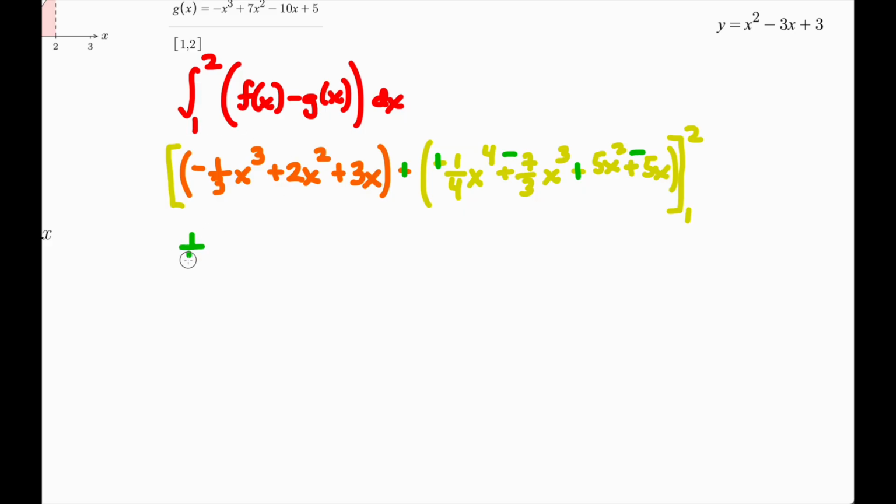So I'm going to have 1/4 x to the 4th. Okay, so that's this one right here. I'm going to try to color code this to keep it organized. All right, this part right here, the negative 1/3 x cubed and the negative 7/3 x cubed, that will combine to minus 8/3 x cubed. All right, we have the 2x squared and the 5x squared, which is going to be 7x squared. And then we have the 3x and the negative 5x to be negative 2x, and we're integrating that still from 1 to 2.